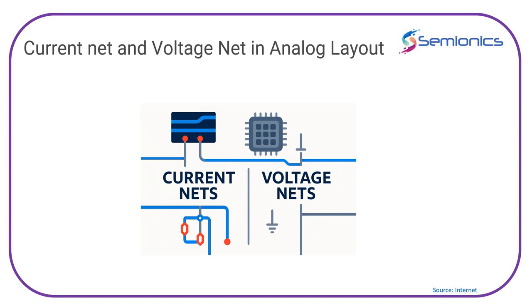Voltage nets, on the other hand, are all about holding a fixed voltage level. You'll find them on reference nodes, op-amp inputs, or control lines. Two very different electrical behaviors, and trust me, they need very different layout strategies. So next time you route, ask yourself, is this net carrying current or holding voltage?